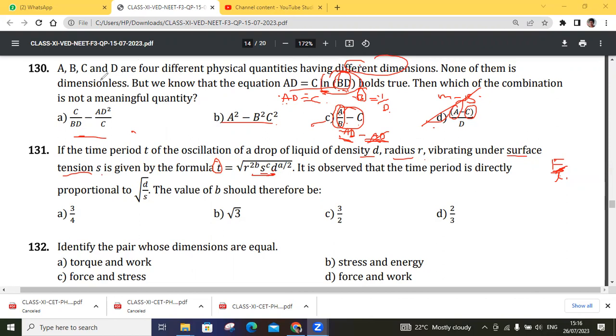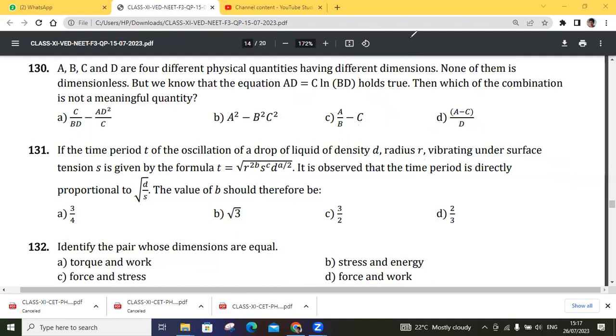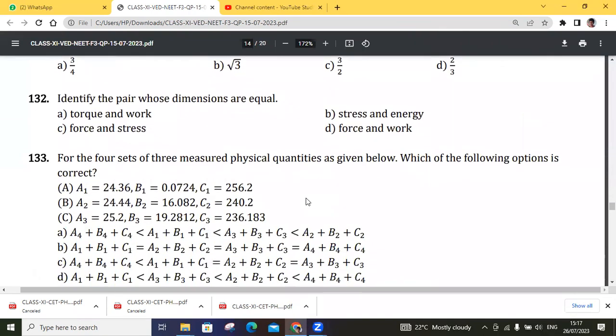Now identify the pair whose dimensions are equal. Torque is R cross F, and this is force into length. R is like a distance only, so both have the same dimensions. Stress and energy, no. Stress is force by area, energy is force into distance.